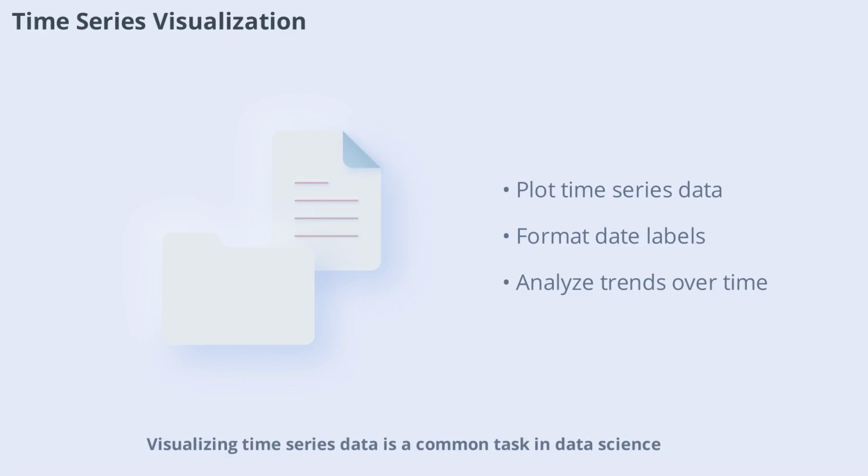Visualizing time series data is a common task in data science. Matplotlib makes it easy to plot dates and times on the x-axis, allowing you to track trends, seasonality, and anomalies over time. You can format date labels, highlight events, and even zoom in on specific periods for detailed analysis.